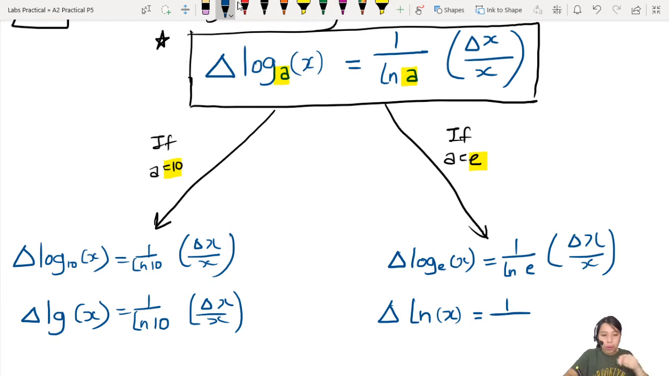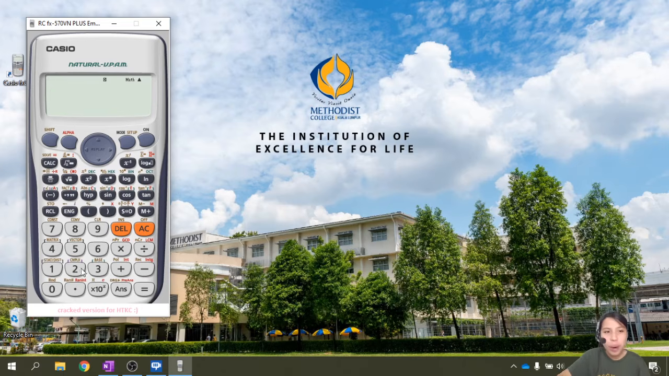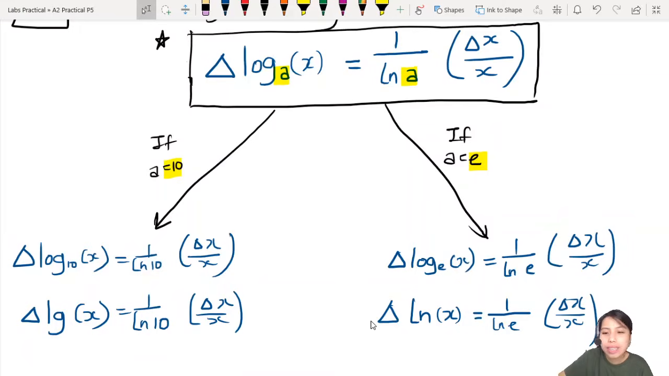1 over ln e, delta x over x. They say, eh, miss, ln e, isn't it 1? Are you sure? Let's check. So if you look at your calculator, you press ln of e, then it just becomes 1. Why is it 1? Go and ask your friends who take maths. So ln e is 1, very nice. So we can shorten this even more. This is gone, it just becomes 1. So all that's left is delta x over x.